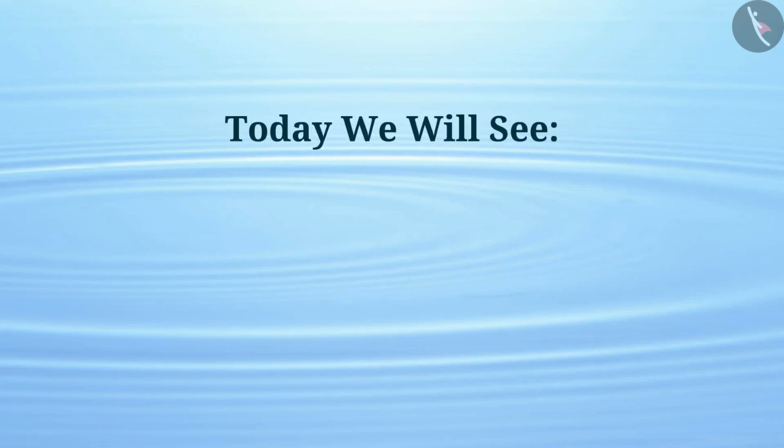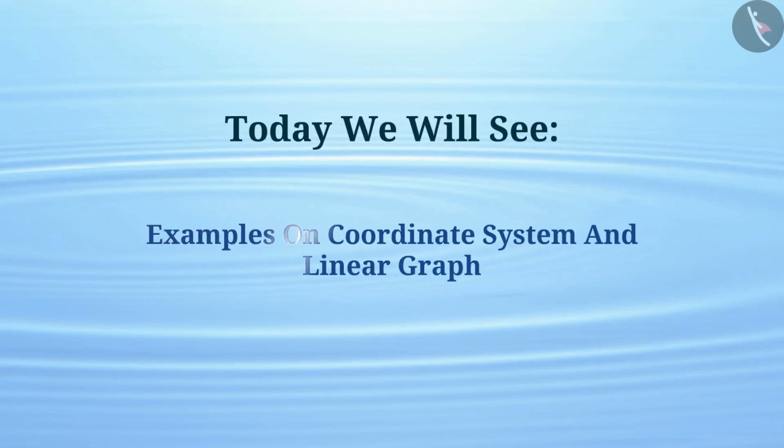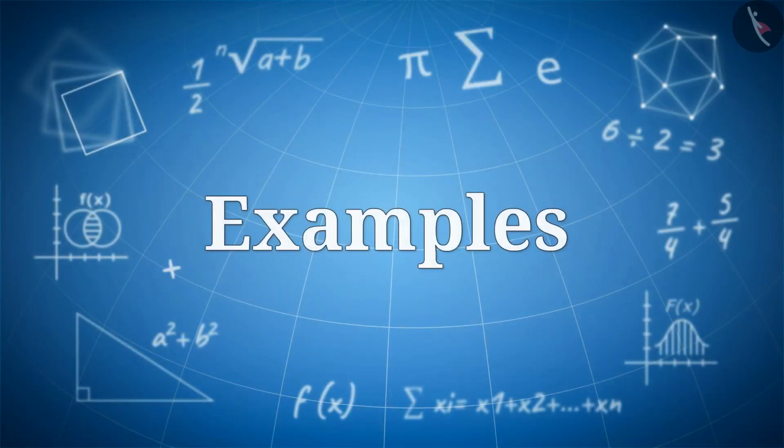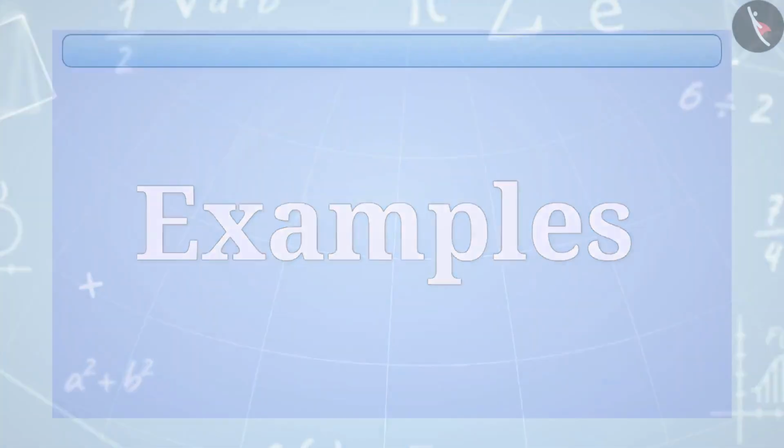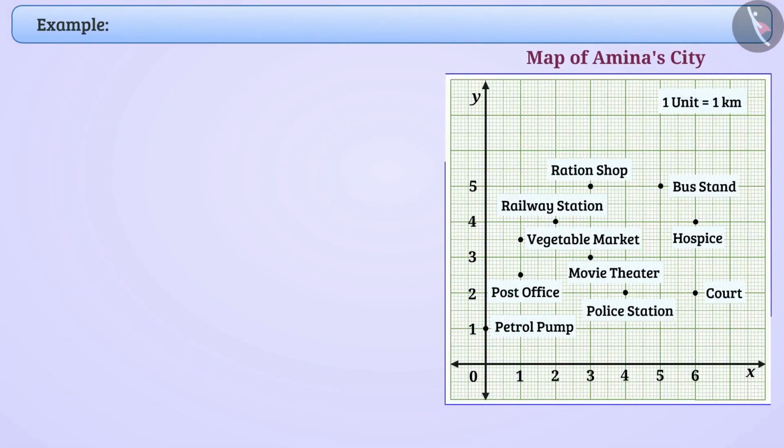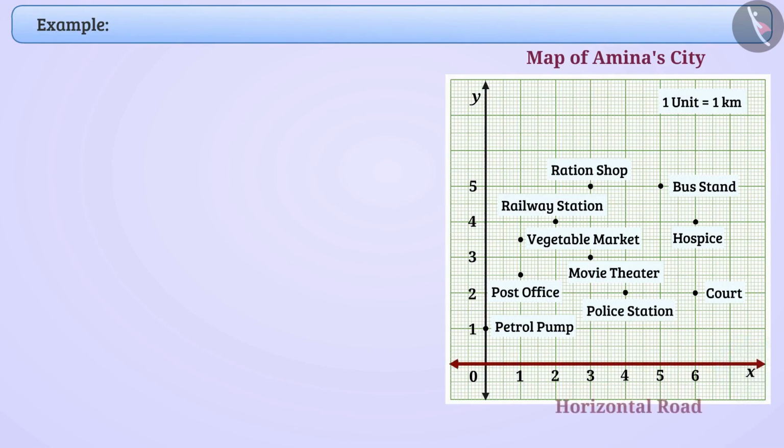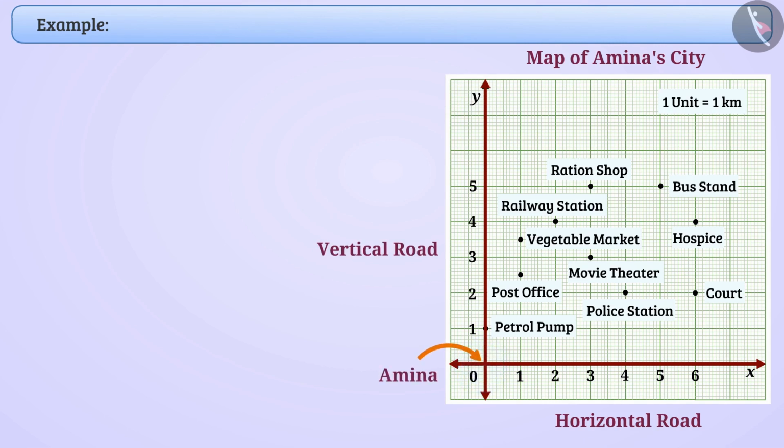Today we will see some more examples on coordinate system and linear graph. Below is the map of Amina's city. Suppose the x-axis represents the horizontal road and the y-axis represents the vertical road, and Amina stands at the intersection. Read the map and answer the questions asked.